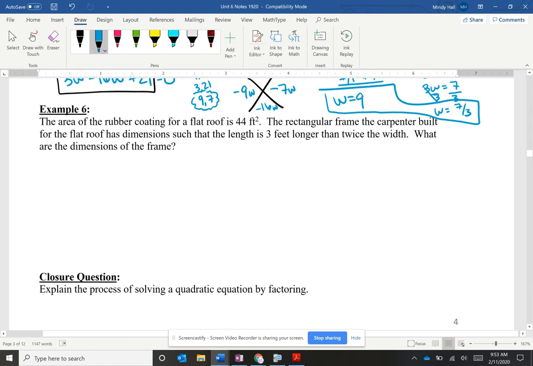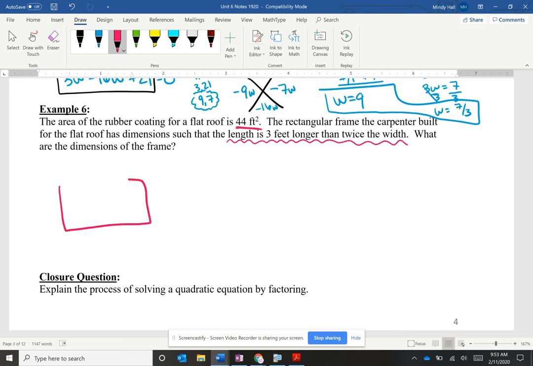So then, last example, we have the area of the rubber coating for a flat roof is 44 feet squared. The rectangular frame the carpenter built for the flat roof has dimensions such that the length is 3 feet longer than twice the width. What are the dimensions of the frame? So if we draw a little picture, we know that the area is 44 feet squared. Okay, and we also know that the length has a relationship with the width.